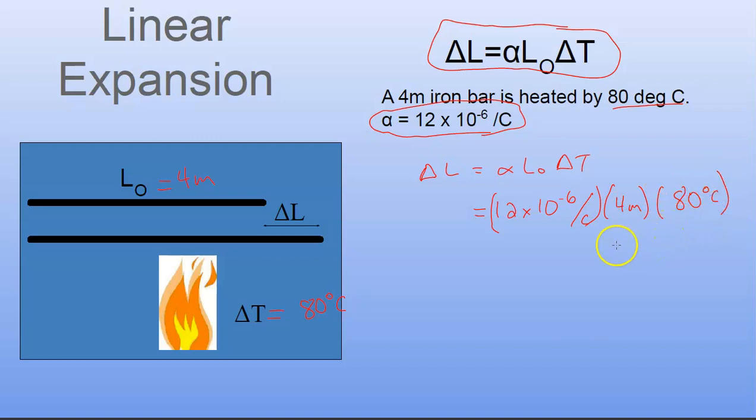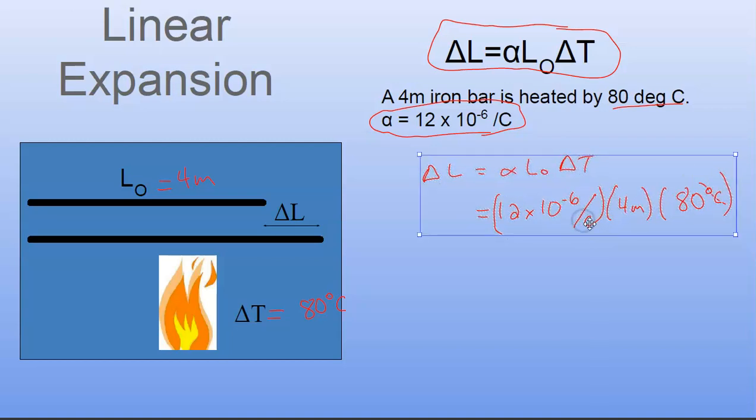Now you want to always make sure that the units do what they're supposed to do. You could have gotten through Physics 1 not paying much attention to the units, but I invoke upon you the necessity of paying attention to it here. This one works out nice because there's a degree Celsius and here's a degree Celsius. So I'm going to cancel that out. My degrees Celsius canceled out. The only unit left is meters.